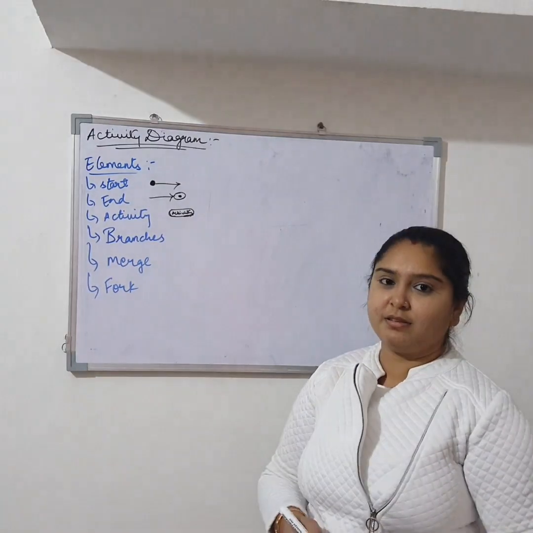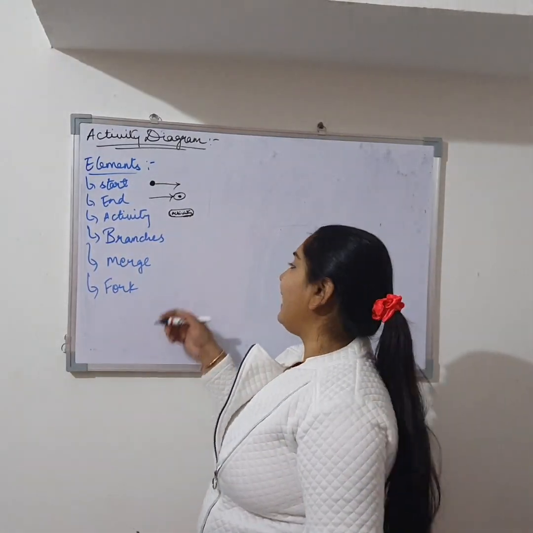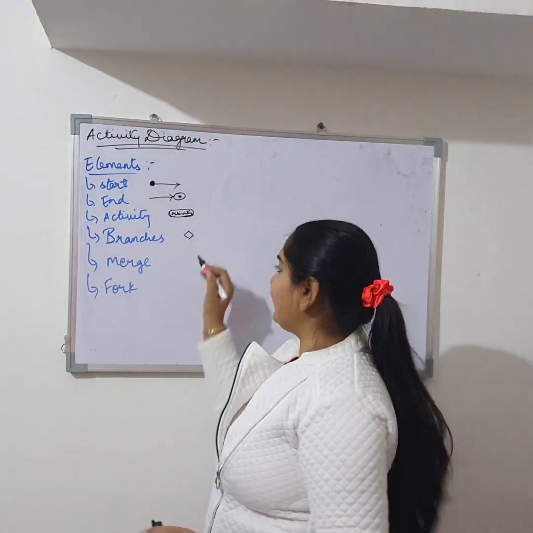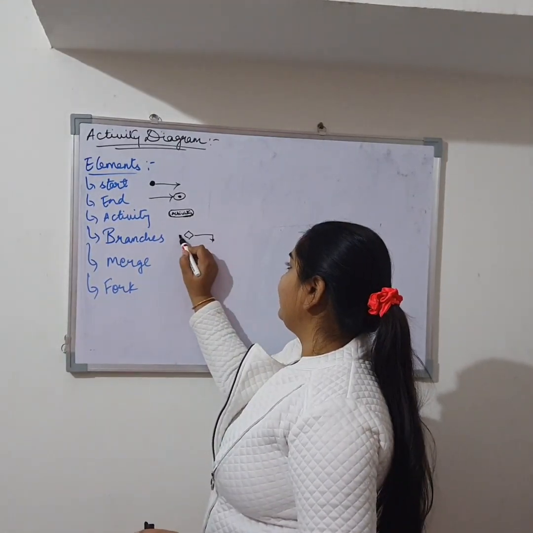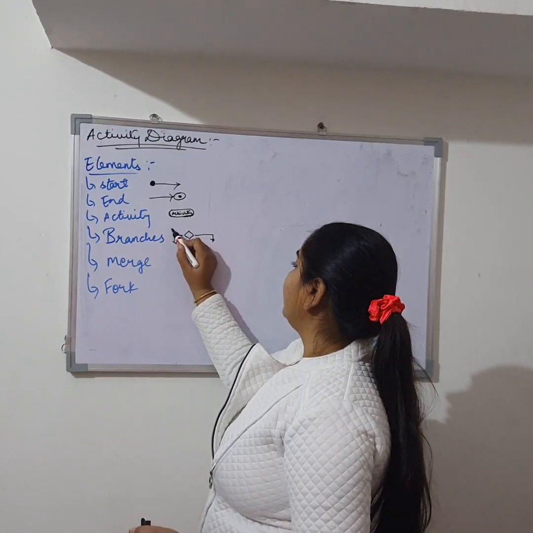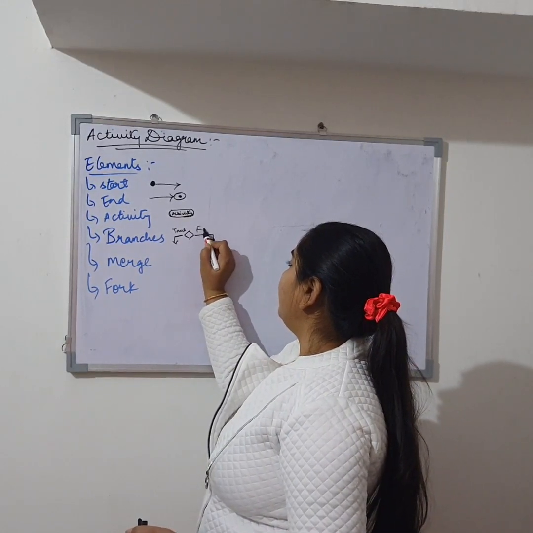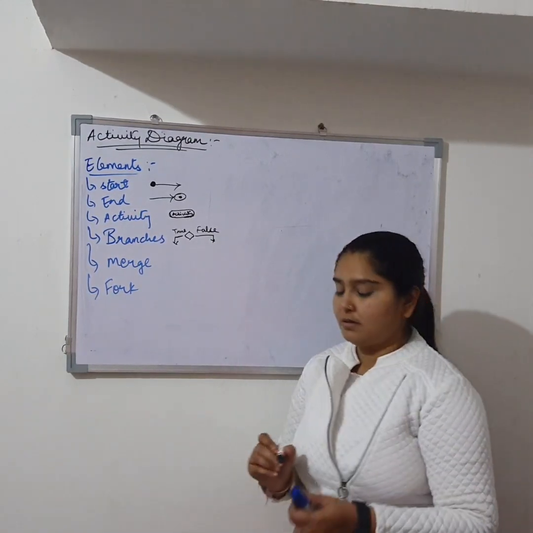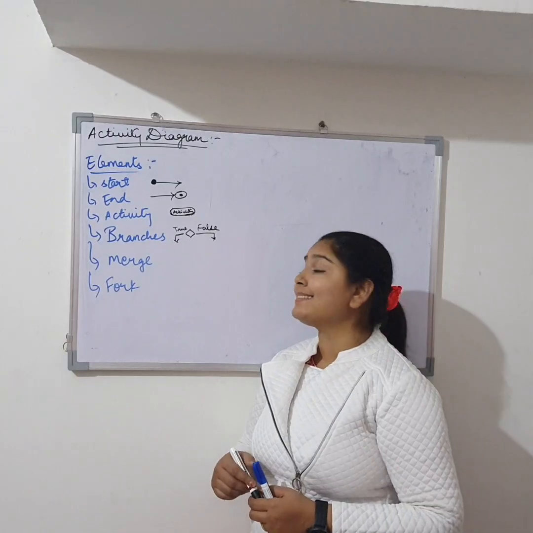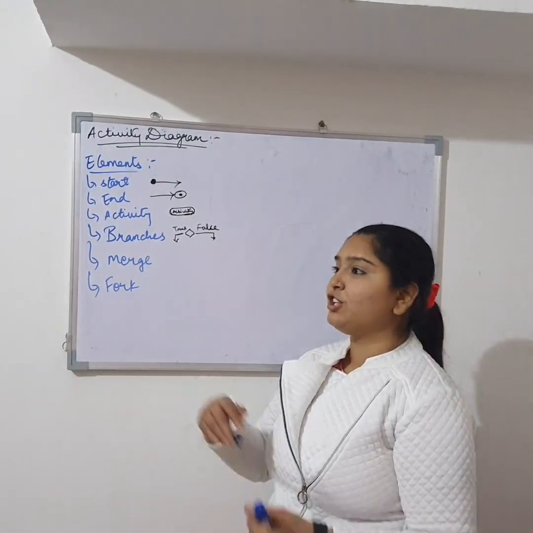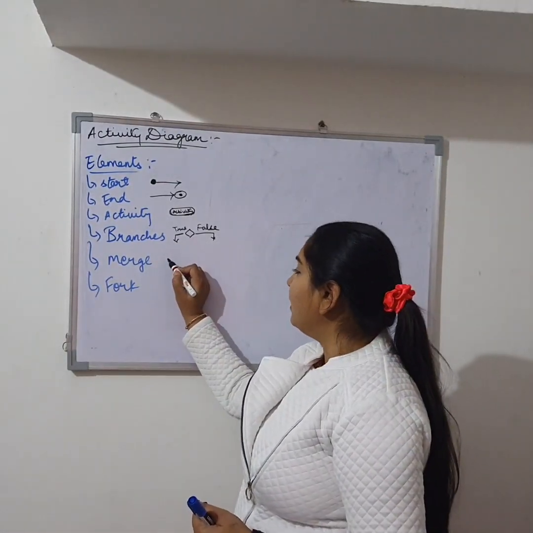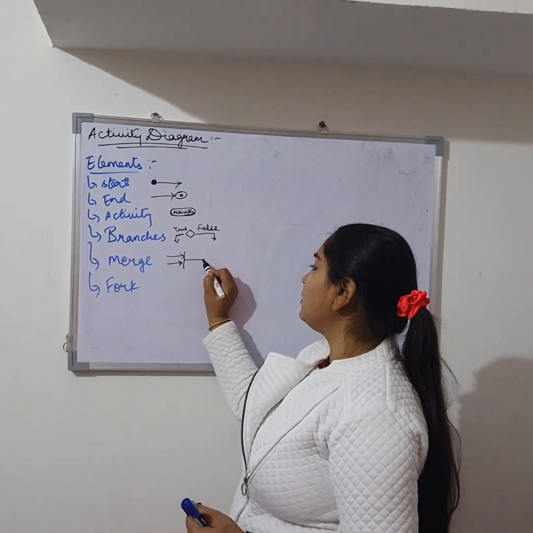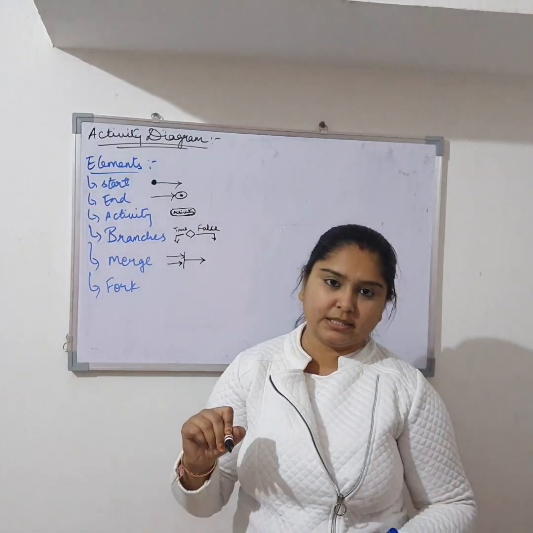Next is branches. Branches of the activity, just like in the flow chart, it is something like decision making, true or false. The branches go like this. And next is merge. Merge here means merger of two different activities into one activity.